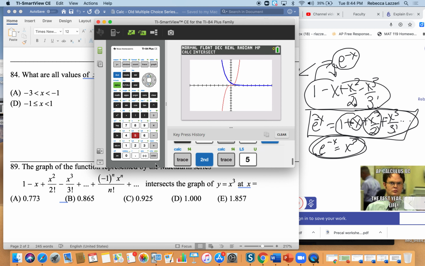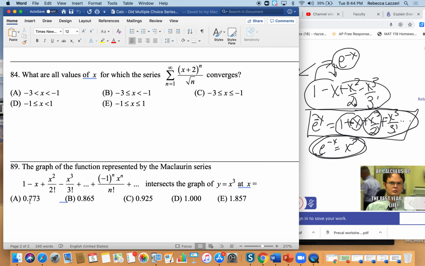5, and there's only 2 graphs here, so I can kind of quickly go enter, and so you get 0.773, so that one would be A. And so you would say x equals 0.773, and this would be enough to say on that.